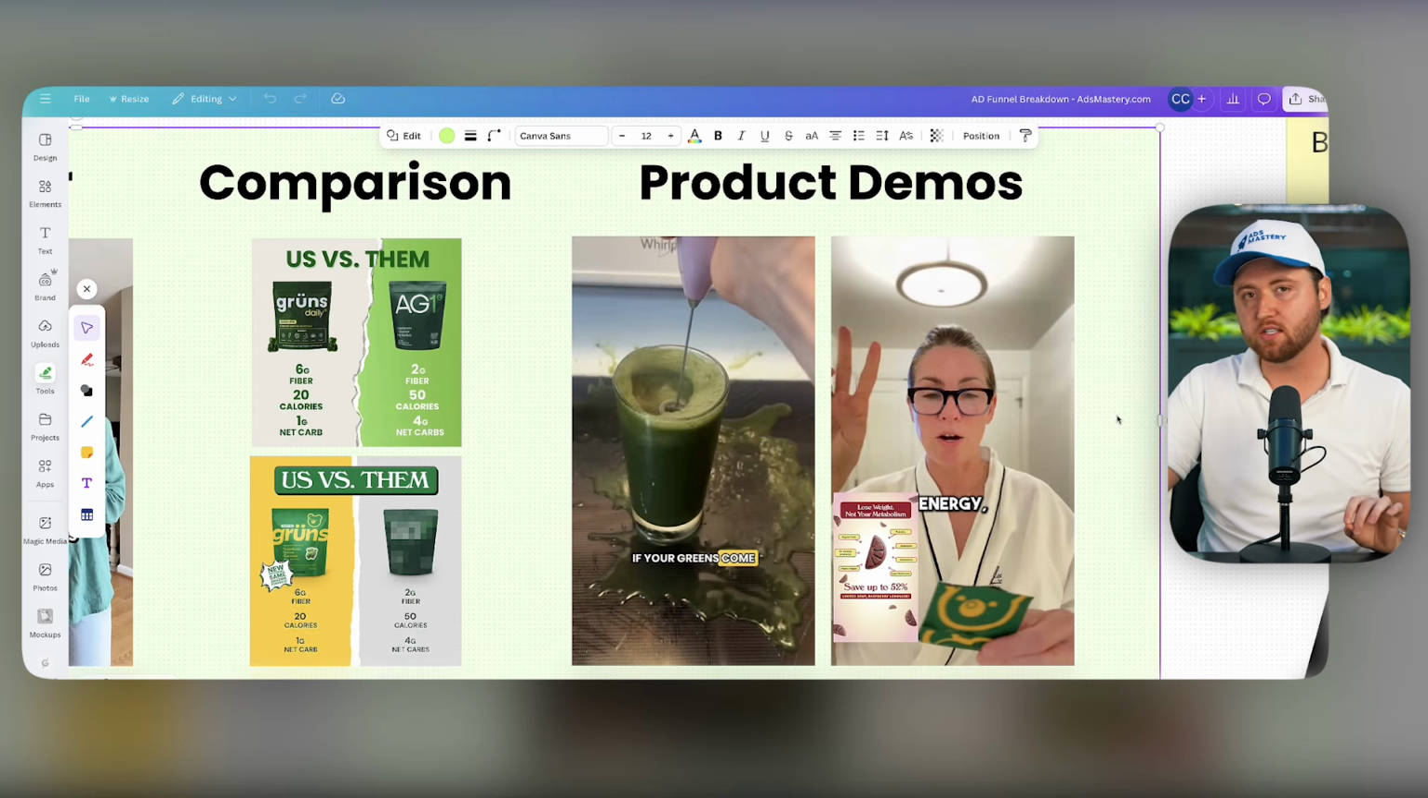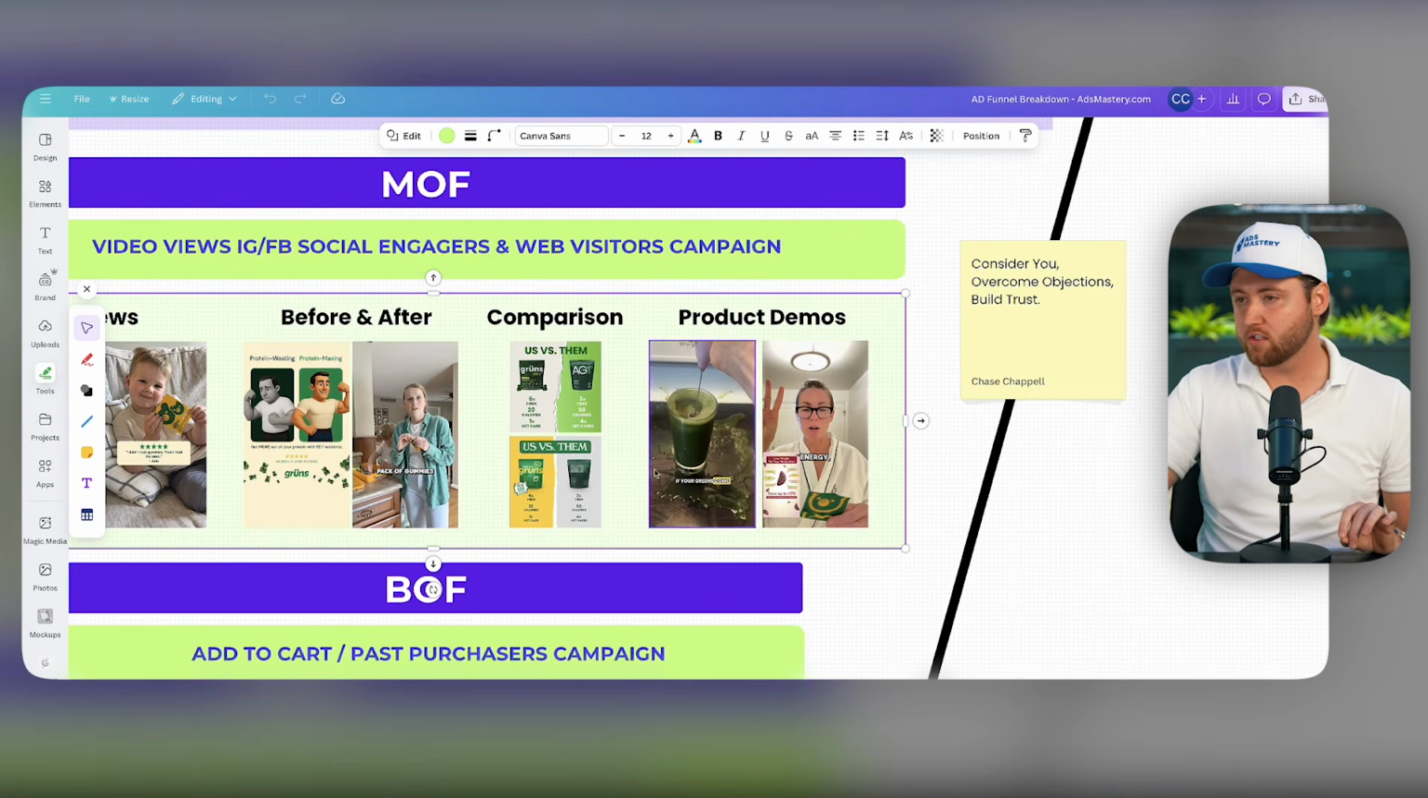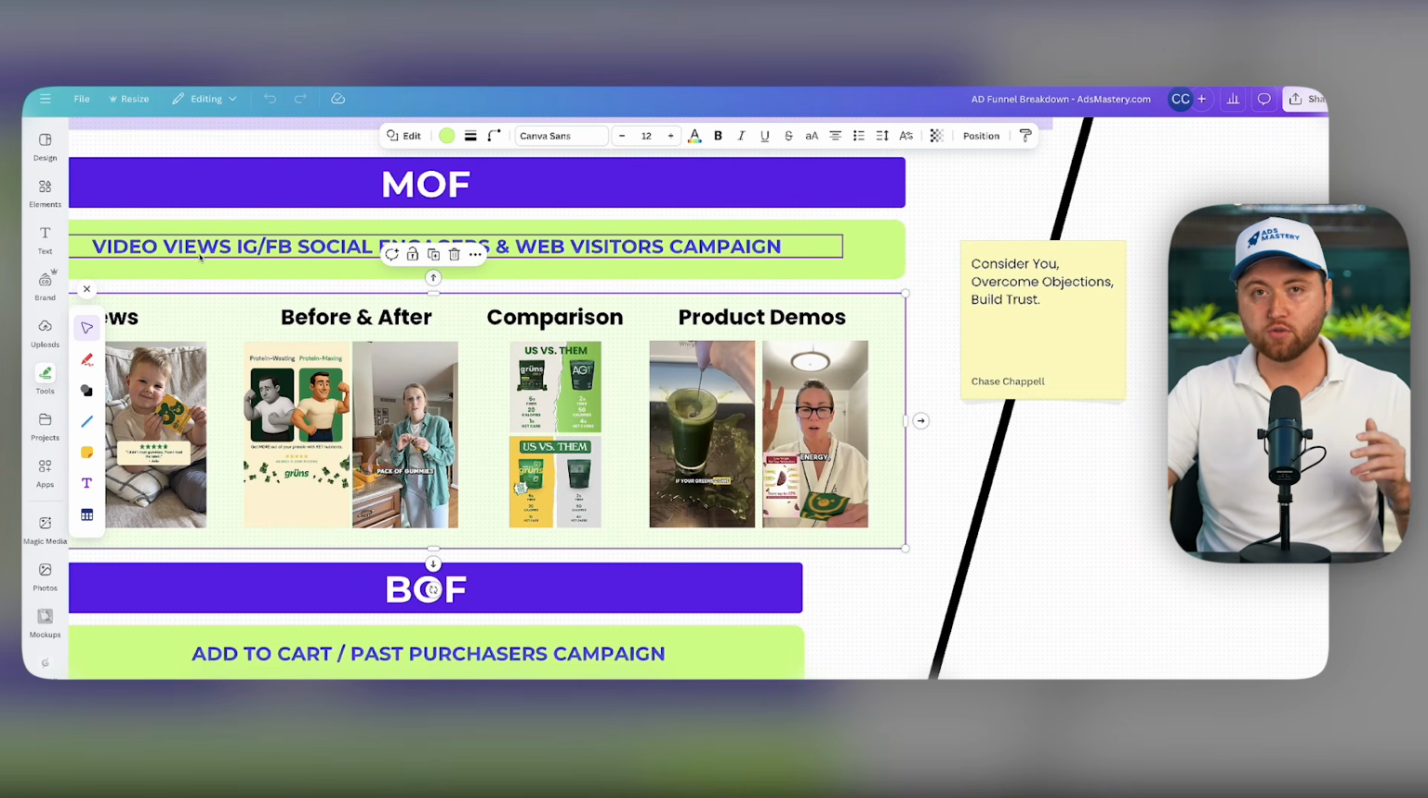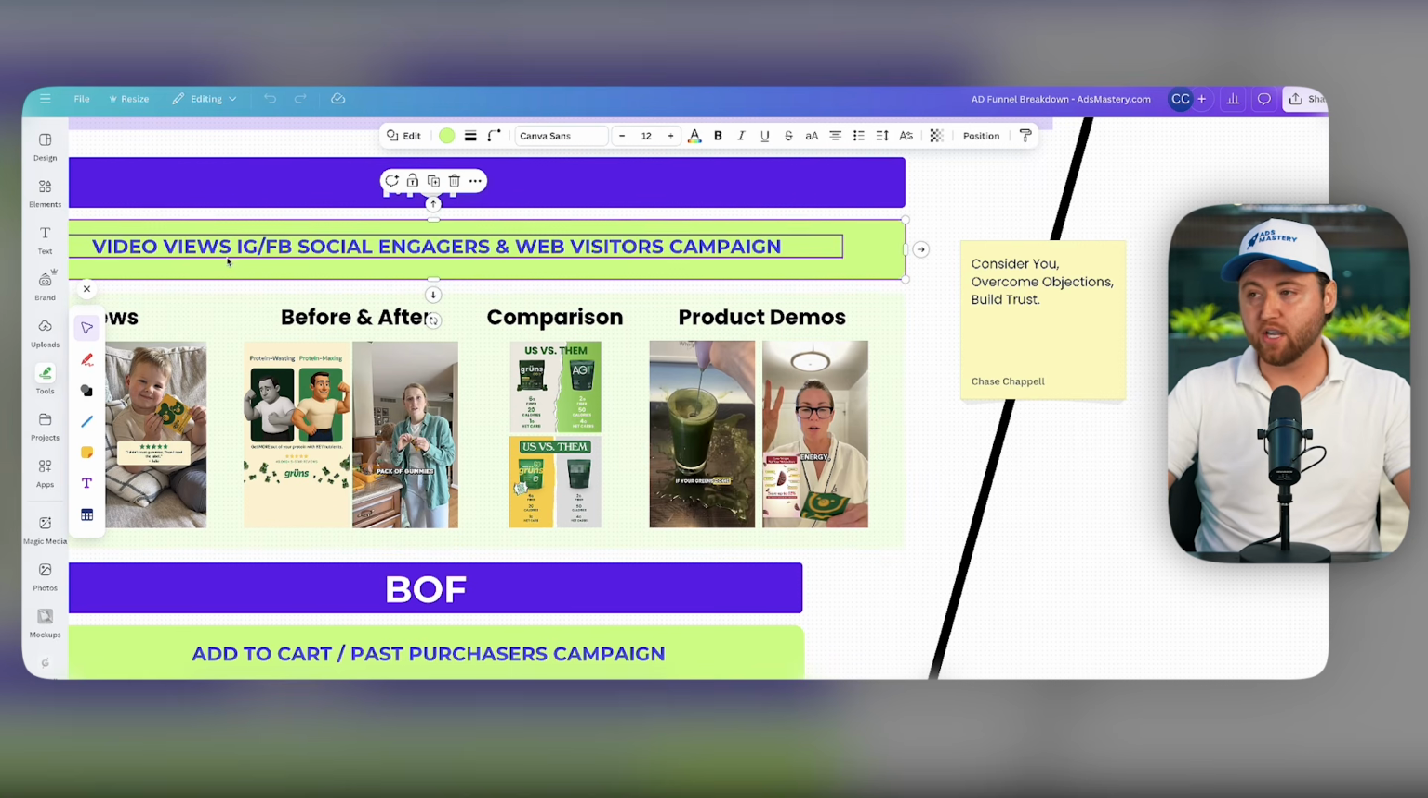You're gonna have shop now CTAs in the middle of funnel, and this is going to be your video viewers, anybody who's watched a video on your social media, engaged with an ad, anybody who's been on your IG, Facebook, TikTok, or even visited your website but maybe has not bought.